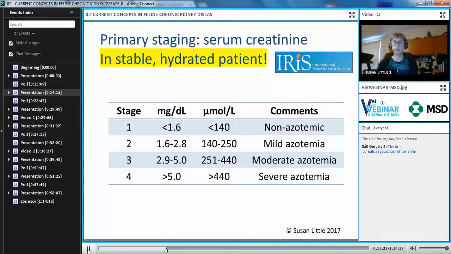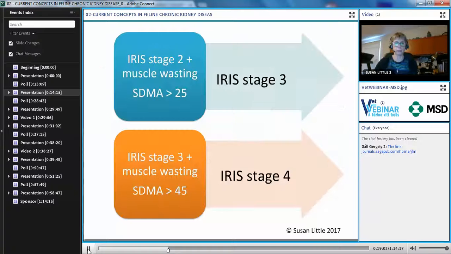So those are the stage 1 cats, and even the early part of stage 2 cats may fall within your lab's reference range. So it's important to remember that just because the lab's reference range says serum creatinine is normal doesn't mean your patient cannot have chronic kidney disease. And of course, stage 3 represents progression to moderate azotemia, moderate disease, and stage 4 would be our most severe patients. And again, we always want to look at that in the hydrated patient. We don't want to be looking at the effects of dehydration on serum creatinine.